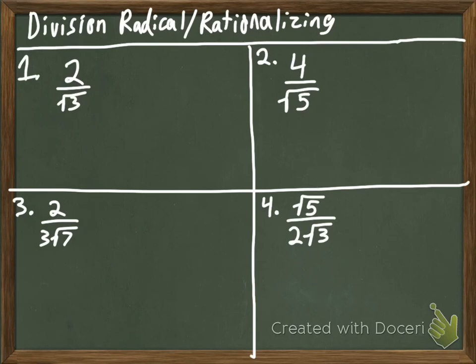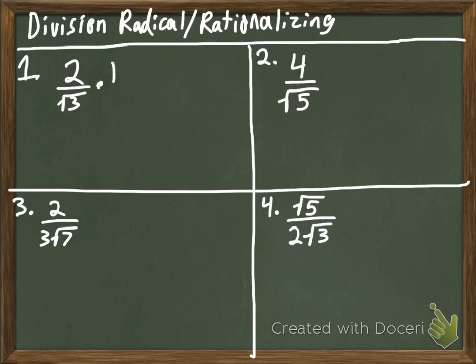Okay, last, dividing radicals, or what we're going to call rationalizing. You cannot have a radical square root on the denominator of a fraction. So we have to move it. We can't change what the fraction is, but we can change the way it looks. We need to multiply by something that will change the way it looks, but without changing what it is. And there's a number that does that.